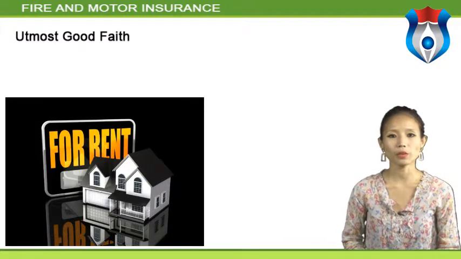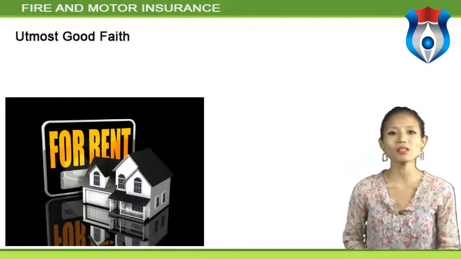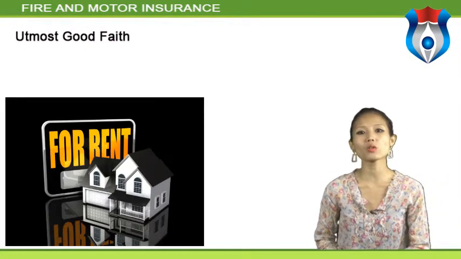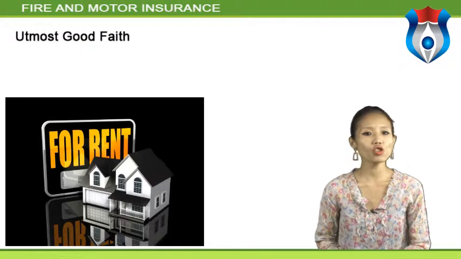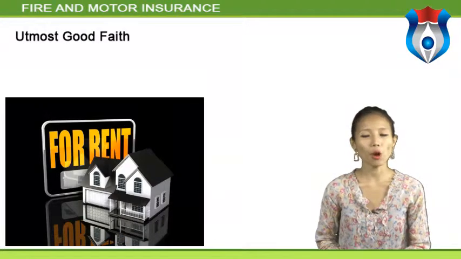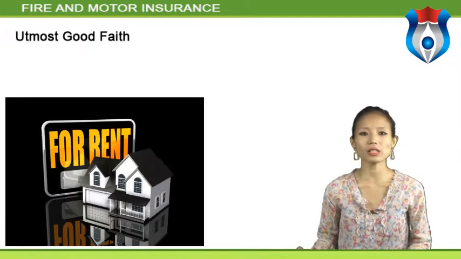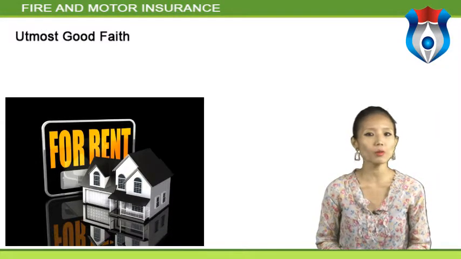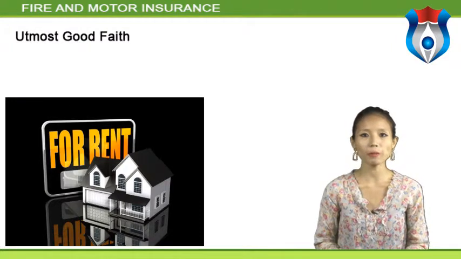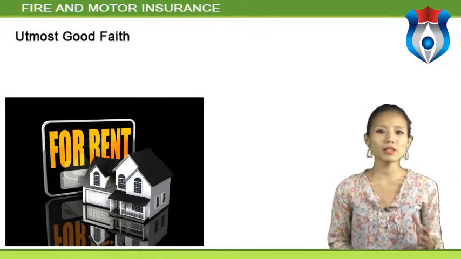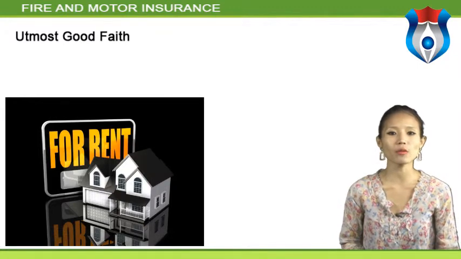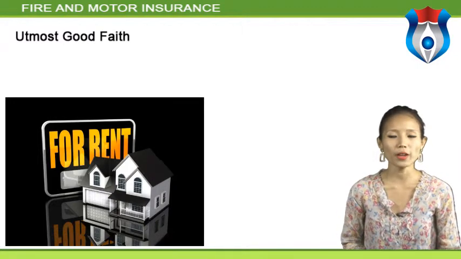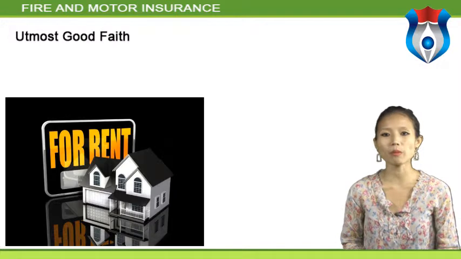Utmost good faith. The property owner must disclose all the relevant information to the insurance company while insuring their property. The fire policy shall be voidable in the event of misrepresentation, misdescription or non-disclosure of any material information. Example, the use of building must be disclosed, that is whether the building is used for residential use or manufacturing use, as in both the cases the premium rate will vary.